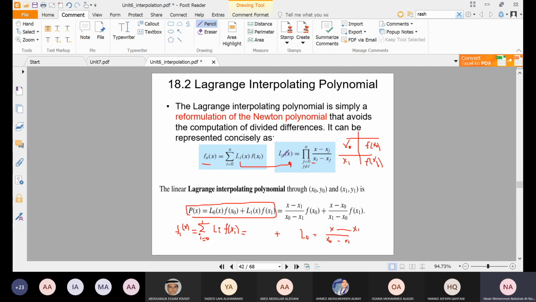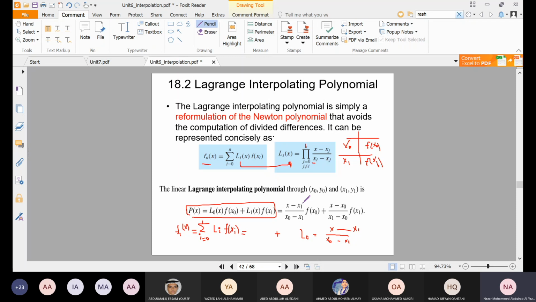Here we have xi, and i is not equal to j. j should start from 0, and we avoid j equal to i. So the first term, when j equals 0, I will not use. I will take the second term, and the maximum is 1. So I just have x minus xj, I replace j by 1. So here x0 minus x1. This is for L0, and this will be the value of L0 that we've given here.